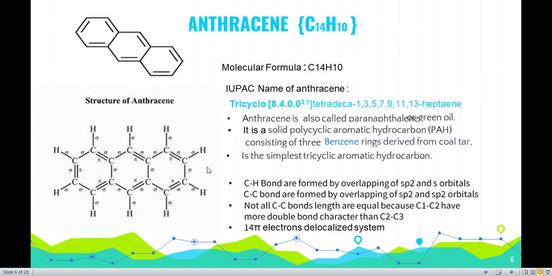Here all the carbons are sp2 hybridized in this structure. C-H bonds are formed by overlapping of sp2 and s orbitals, and the C-C bonds are formed by overlapping of sp2 and sp2 orbitals. Not all carbon-carbon bond lengths are equal because C1-C2 has more double bond character, which means the bond length will be shorter than C2-C3. Here it is a 14 pi electron delocalized system because all the 14 carbons are sp2 hybridized and the ring has 14 p orbitals of carbon. That's why.